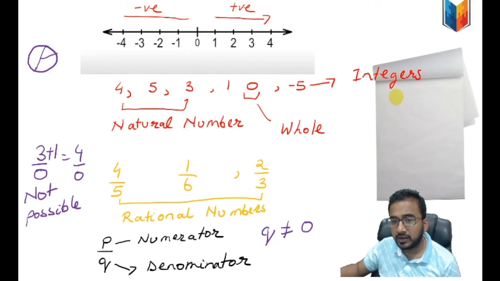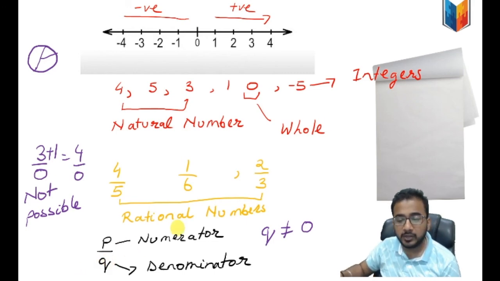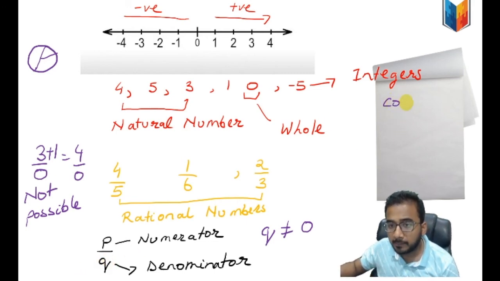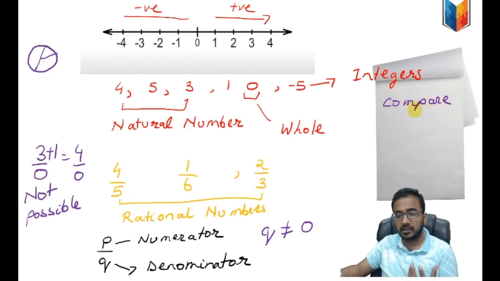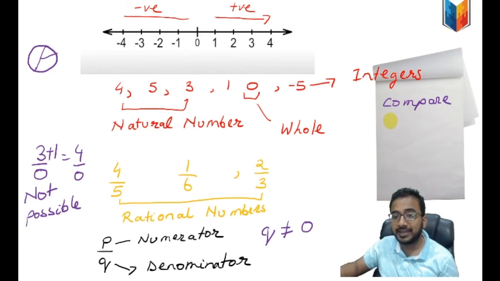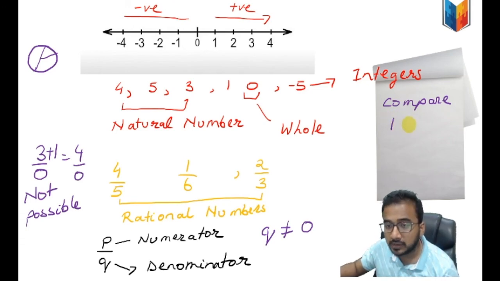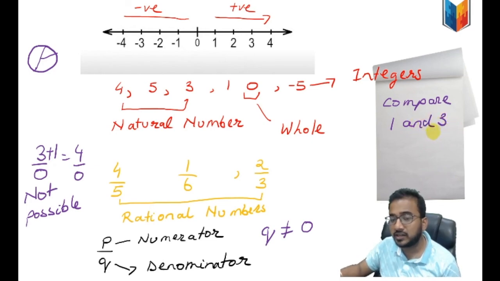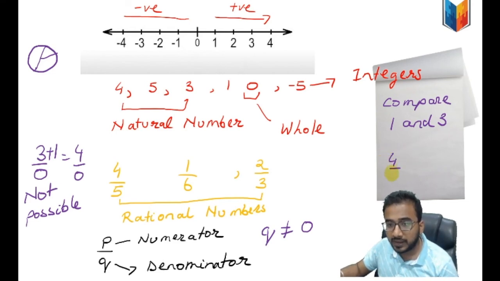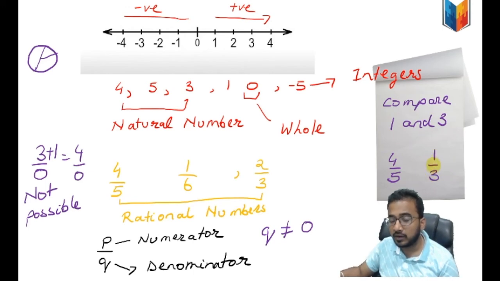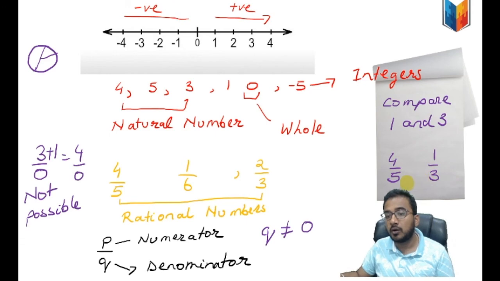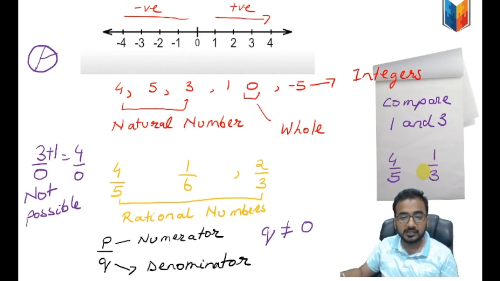But what we will be learning in our next upcoming videos, we will learn about compare, students. Compare, but what we will compare? You will ask, sir, what we can compare? We can compare, suppose if I tell you that 1 and 3, you all can say that 3 is greater or 1 is small because it's very easy. But what about 4 by 5 and 1 by 3? So this is what we will learn in our upcoming videos of rational numbers.